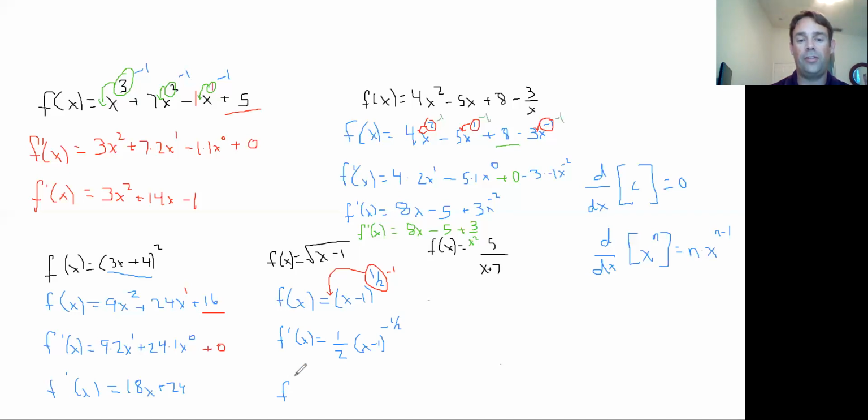I could leave my answer like that, but if I wanted to, I could go further. I don't have to. But just to be safe, I will. The x to the negative 1/2 would go to the bottom, so it becomes a positive 1/2 exponent, which is the square root.